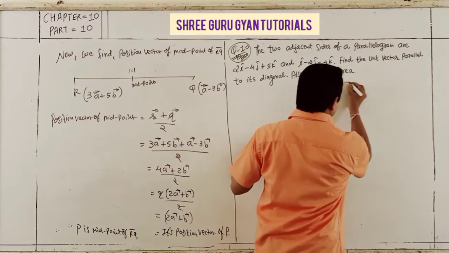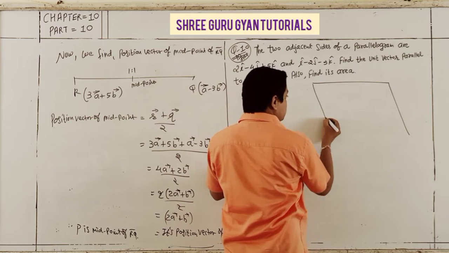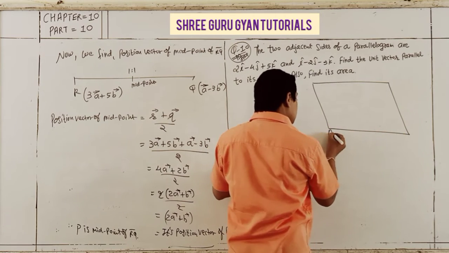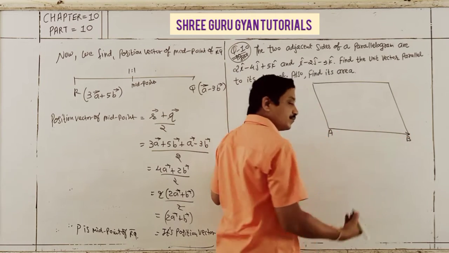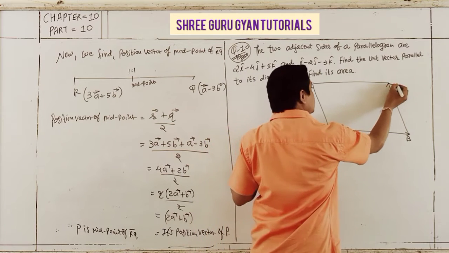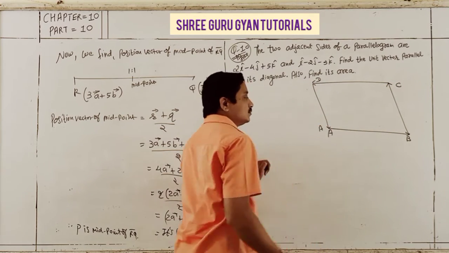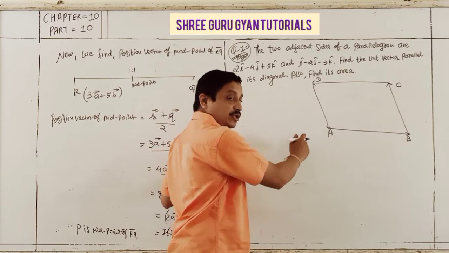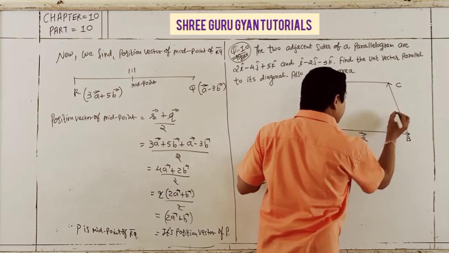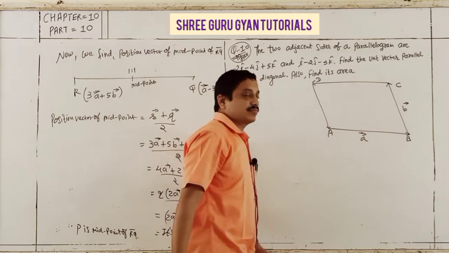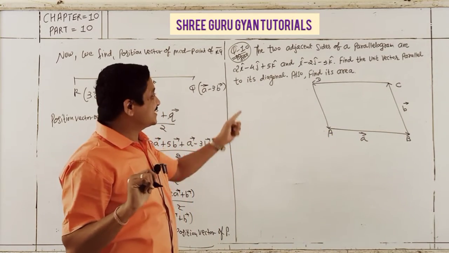That's your parallelogram. Consider A to B direction, B to C direction, C to D direction and D to A direction. And A is already written here. Sorry, by mistake, here A and here B. These are the two directions. Adjacent sides are given.